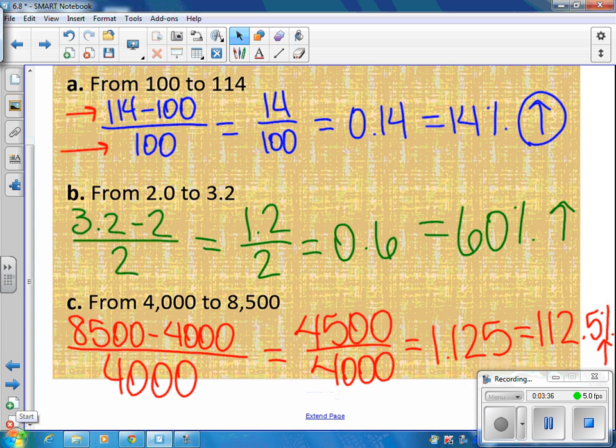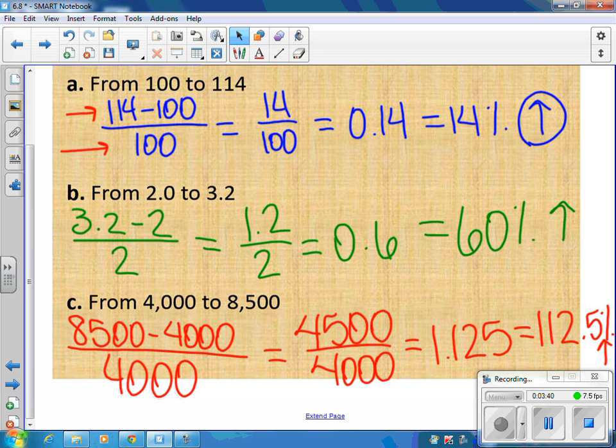Looking at the last example, part C. Again, we take big minus small. So I have 8,500 minus 4,000. I want that difference to be positive. Then I divide by my original value of 4,000. When I simplify that subtraction, I get 4,500 over 4,000. 4,500 is larger than 4,000, which means when I divide these numbers to get a decimal, I should get a decimal larger than 1, and I get 1.125.